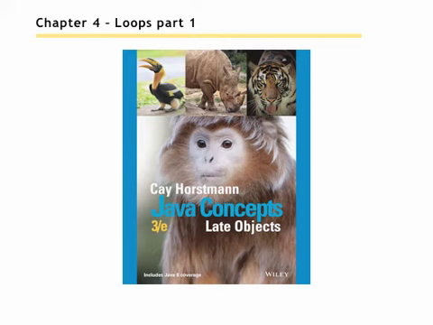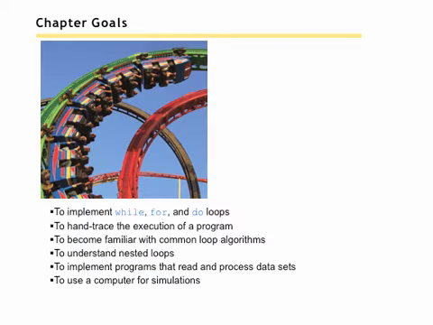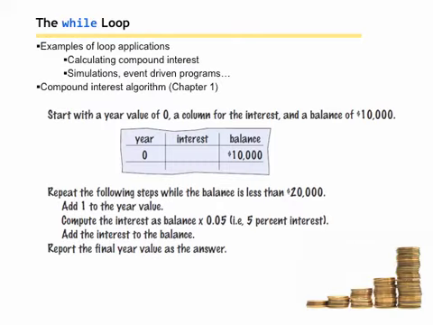Chapter 4, Loops Part 1. Our goals for this chapter are to learn how to implement a while loop, a for loop, and a do loop. We're going to hand trace the execution of a program, become familiar with common loop algorithms, understand nested loops, implement programs that read and process data sets, and use computers for simulations.